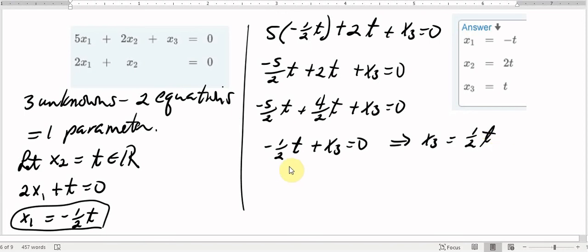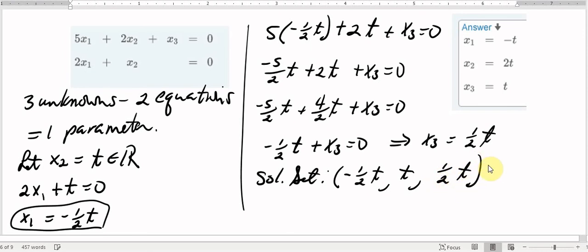Now look at the difference. Now I'm going to write my solution. I get x sub 1 is negative 1 half t, x sub 2 is t, x sub 3 is 1 half t. Here, there are infinitely many choices of t. It's the same equivalence. Notice that x sub 1 and x sub 3 are just negative opposites, right? So you see that here, negative 1 half t and then 1 half t.